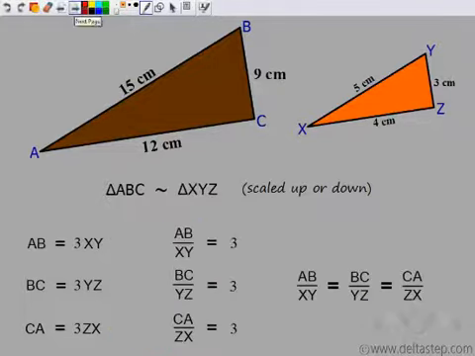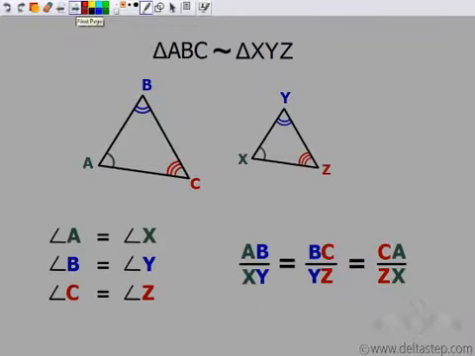So I can say that the ratio of the sides is the same. AB to XY is equal to BC to YZ is equal to CA to ZX. So when two triangles are similar, the corresponding angles are the same, they are equal, and the ratio of corresponding sides is also the same. So this is what I get when two triangles are similar.